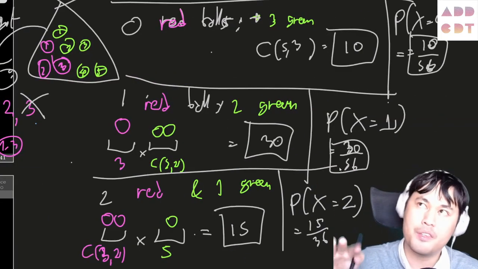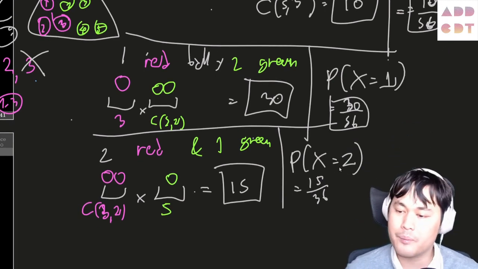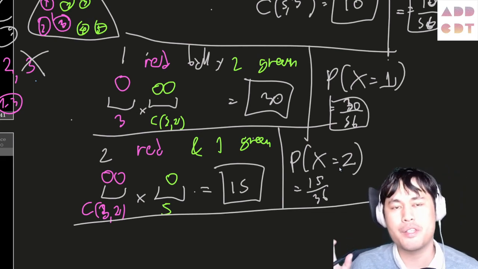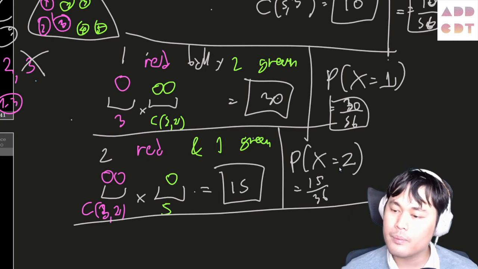By the way, there is no formula for this kind of experiment. You have to do it one by one. There are formulas for similar kinds of experiments, but for combinations you have to do it this way.